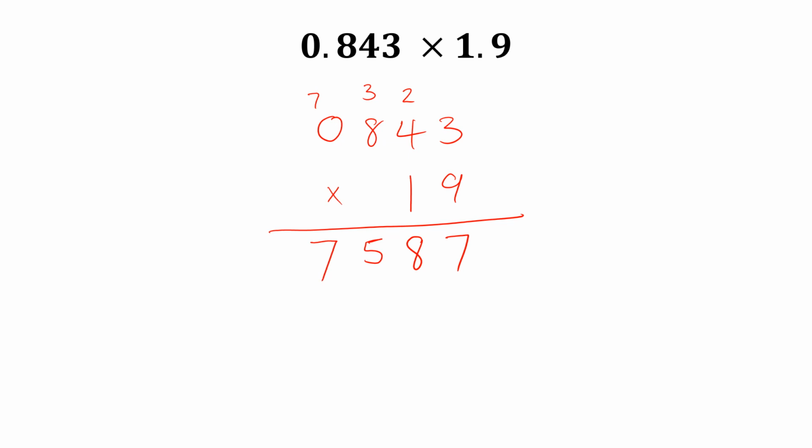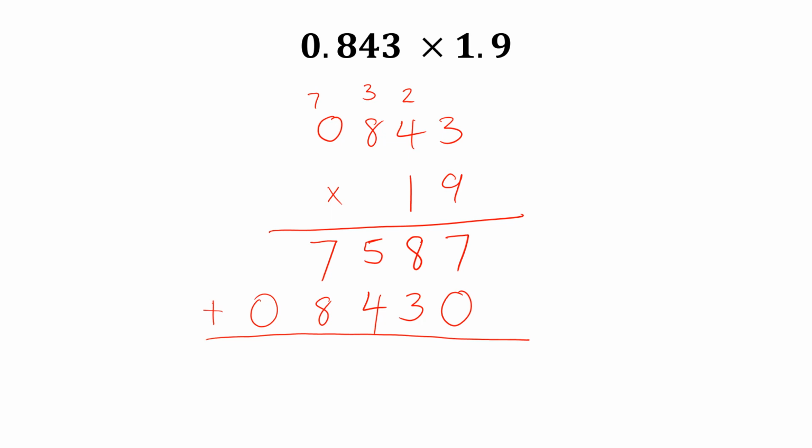After we're through multiplying by the 9, we're going to move on to the 1. But before we do so, let's put a 0 as placeholder. So let's multiply by the 1. So it's 3 times 1, which is 3. 1 times 4, which is 4. 1 times 8, which is 8. And then 1 times 0, which is 0. After we're through multiplying, let's add to get our product.